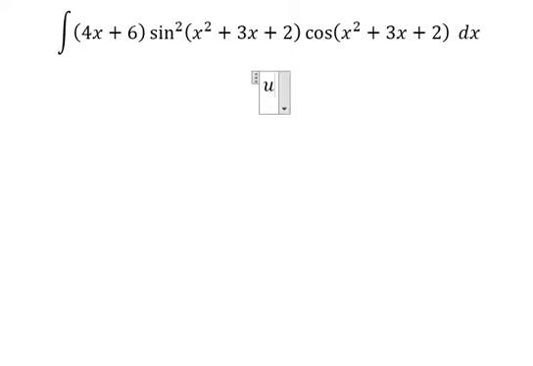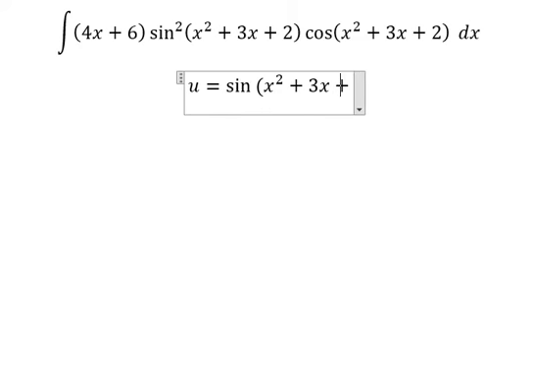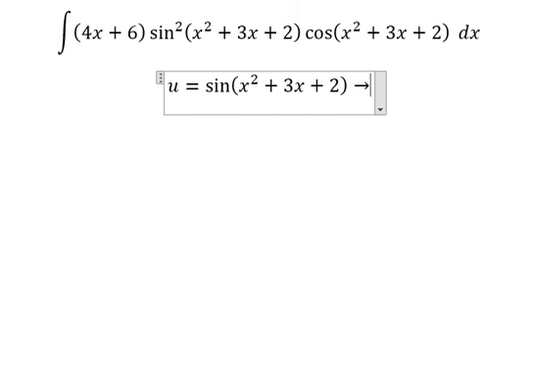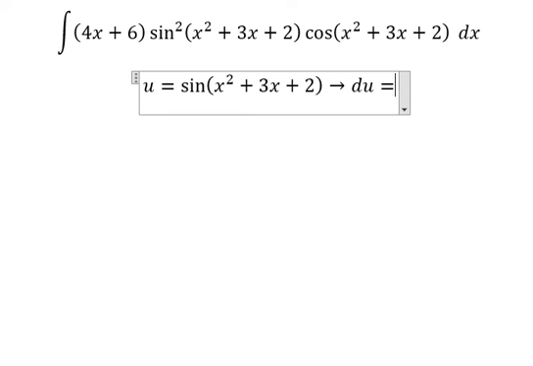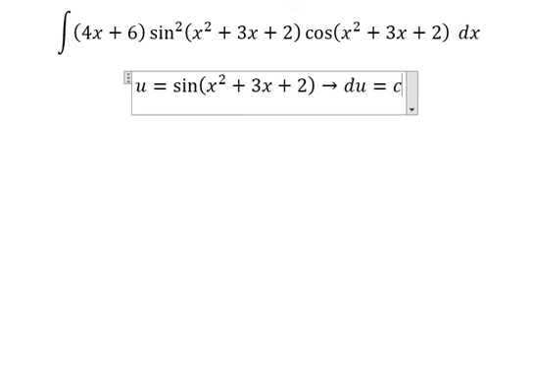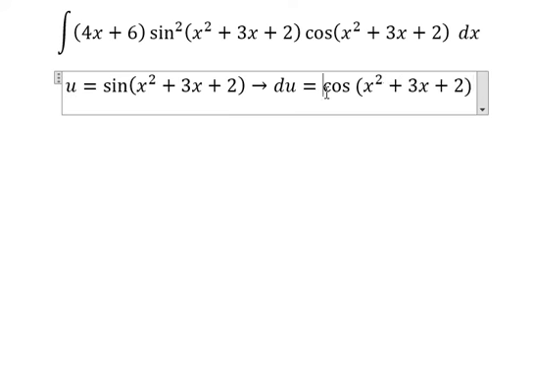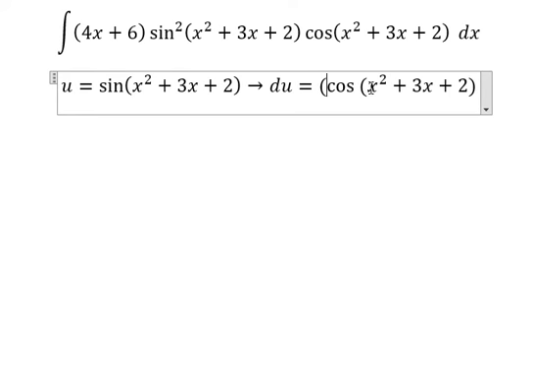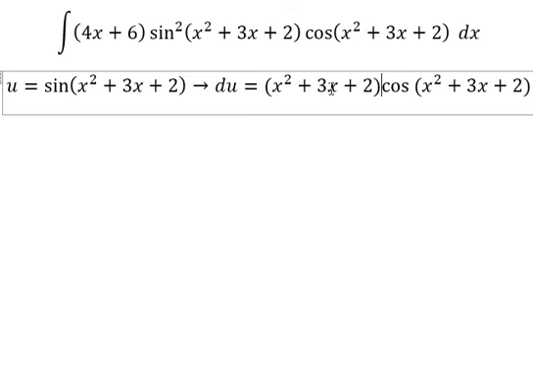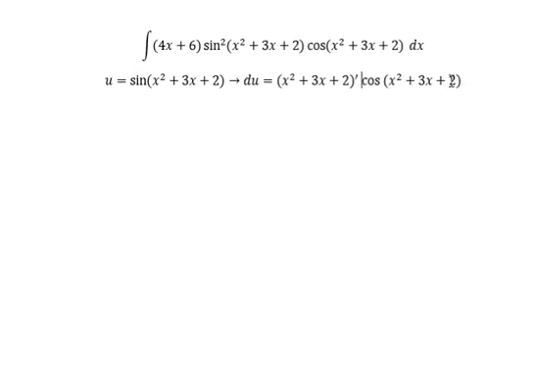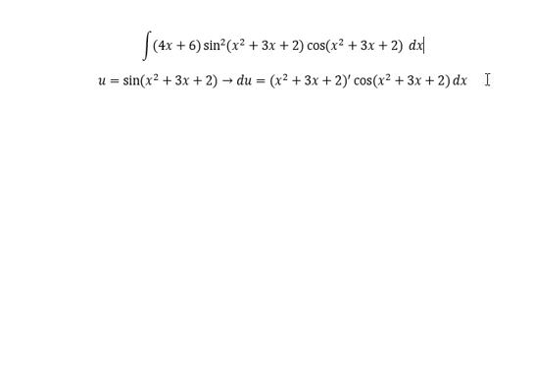We need to put u equal to sine of s squared plus 3s plus 2. Later, we take the first derivative of both sides. The first derivative of sine is cosine. Later, we take the first derivative of what is inside the cosine, and this is about the chain rule.